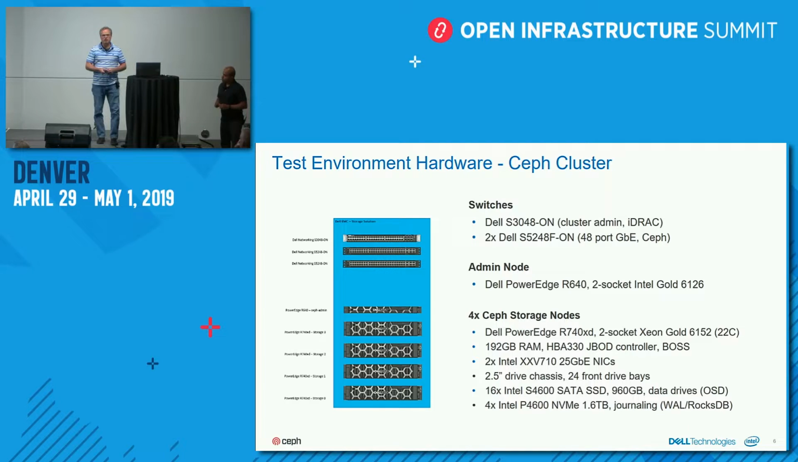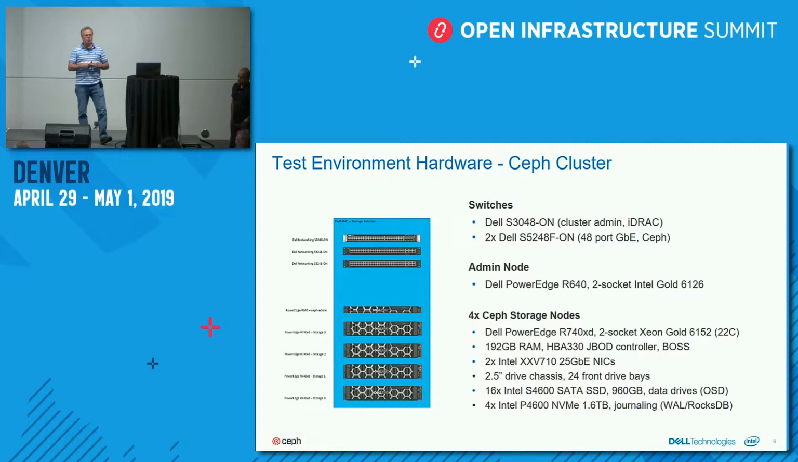Okay, so let's talk a little bit about what this cluster looks like. What are the components that we're using? In the array that we set up, we have 25 gigabit Ethernet. We have 2 Dell S5248 switches, 48 port switches. We have an admin node, a 1U R640, for Ceph Ansible deployments, for monitoring purposes and so on.